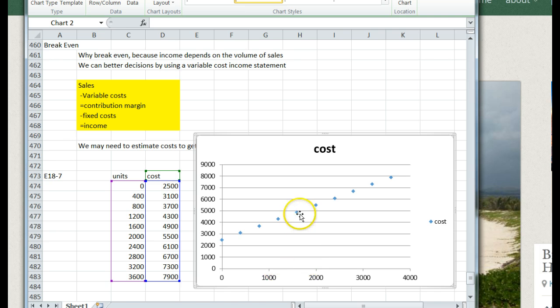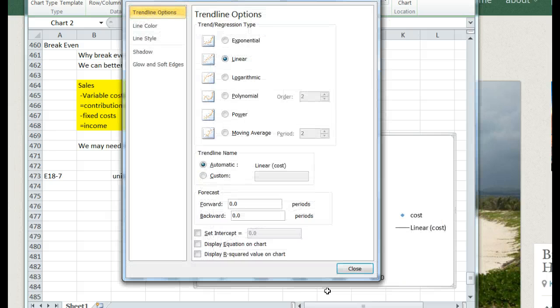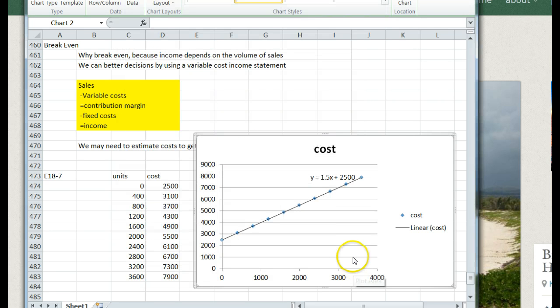Okay. So once I do that, I'm going to put the cursor over any point. You can pick a point if you like. I'm going to right click on my mouse and go down to add a trend line. Then I'm going to just check display the equation on the chart. And here we have a nice relationship.